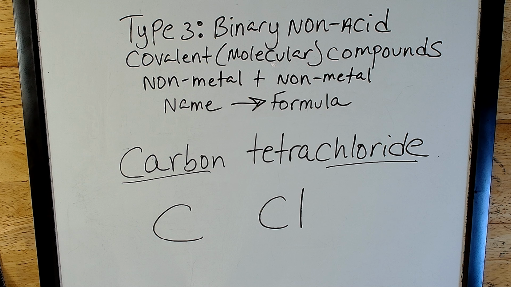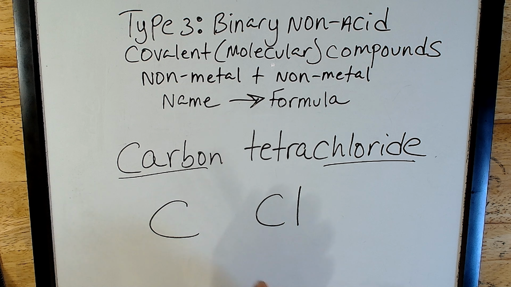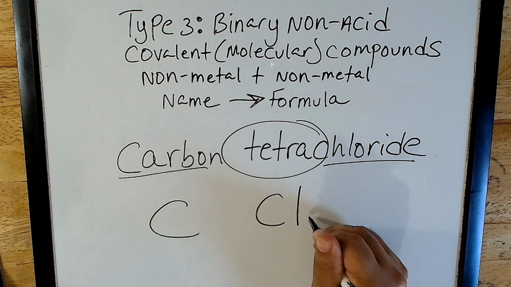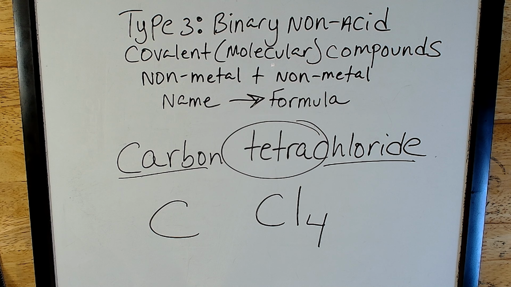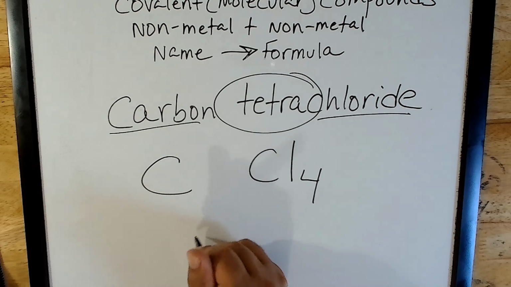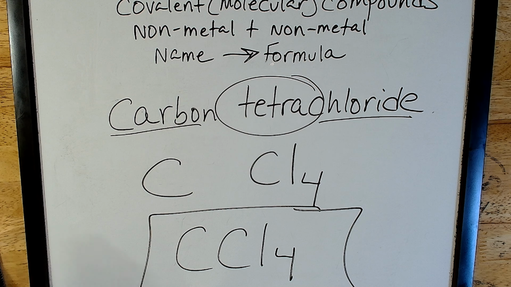Next, we need to write the correct subscript for each element by identifying the prefix word. I do not see a prefix word for carbon, so I'm going to leave carbon alone. I see the prefix tetra here for chloride. And remember that the number 4 is represented by the prefix tetra. So I'm going to write my 4 here. And the last step is to write the chemical formula by combining the symbols and subscripts. So this is going to be the chemical formula.